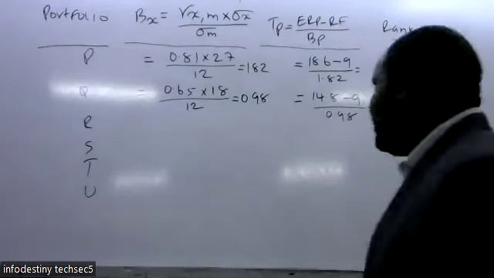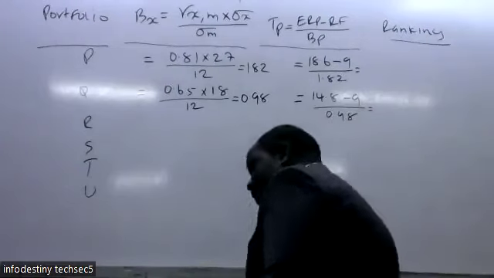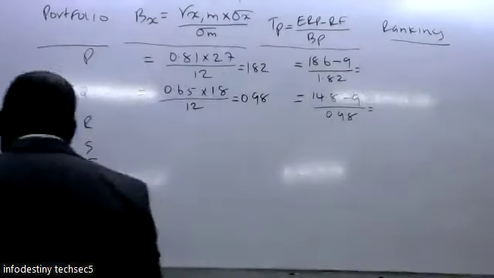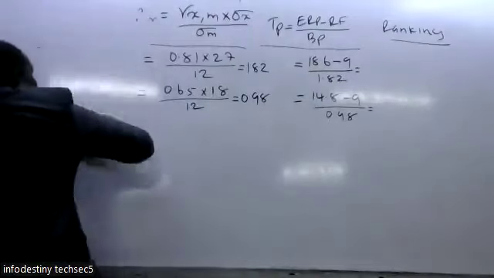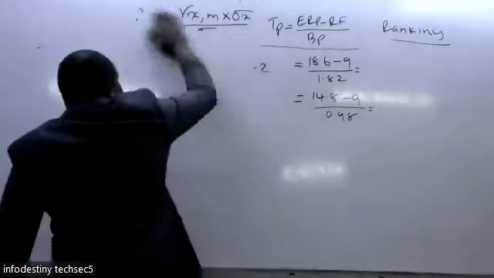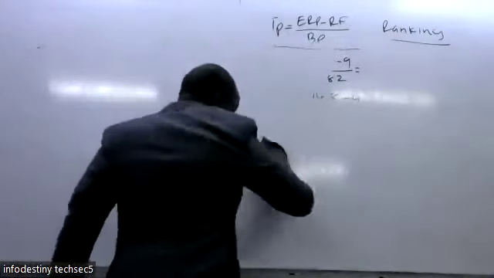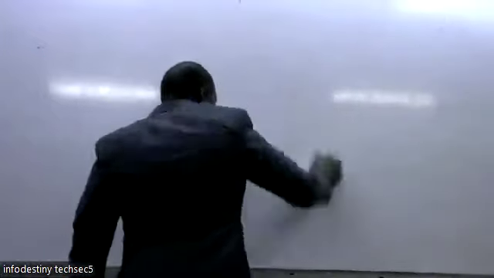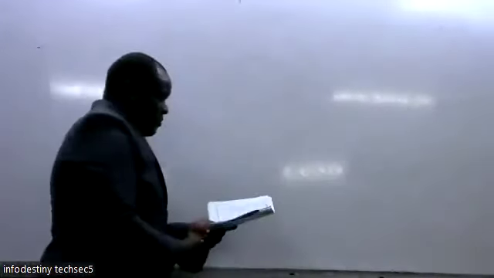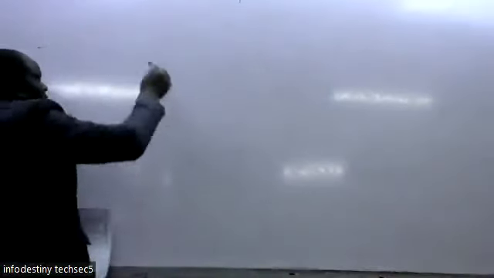When we use the Treynor, they gave you all the information. You are given all the details. We only need to do the computation. So what do we do? We have the portfolio or the fund, the portfolio.